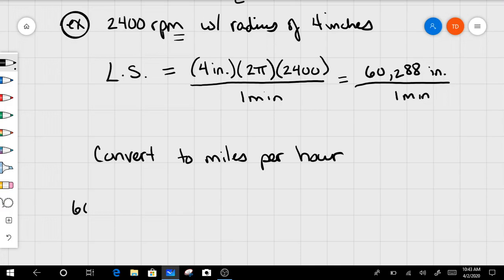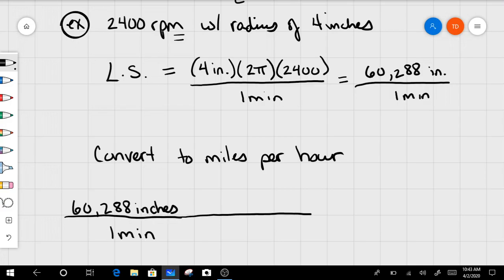So I'm going to take my 60,288 inches and 1 minute, and I'm going to convert that to miles per hour. So here's what I'm going to do. I'm going to show you the conversion all along the way. If you have a different way that you like to convert, then go right ahead. Like I said, if you've got that common sense, use it. I just don't have it, and so I like to see where my conversions come from.